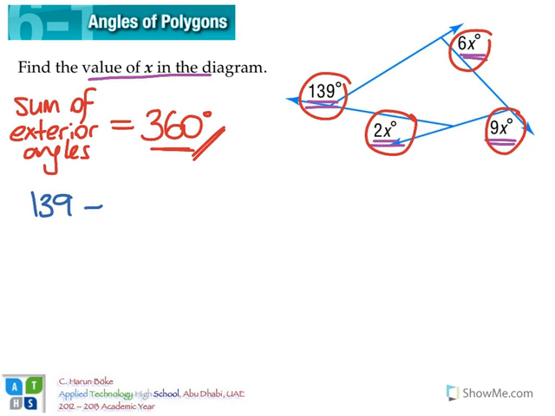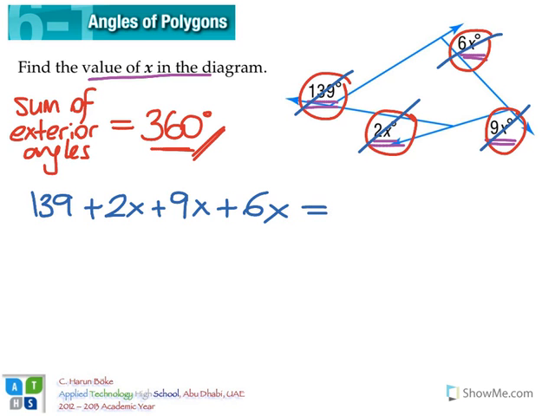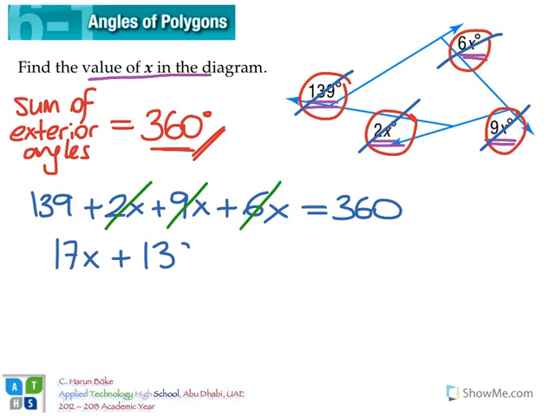So it will be like 139 plus 2x plus 9x plus 6x. So this should be equal to 360. So if we simplify this expression, we have 2 plus 9, which is 11, plus 6, 17x, plus 139. So it will be equal to 360 degrees.